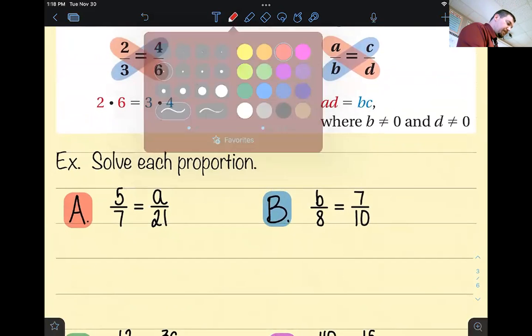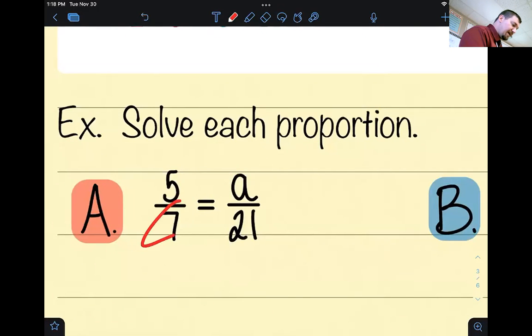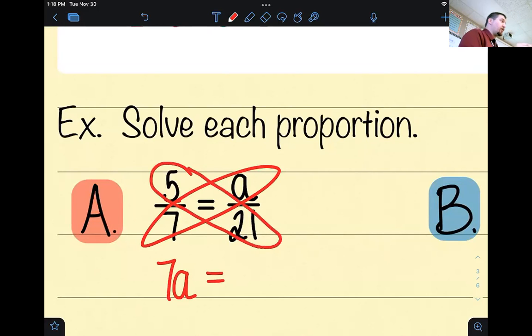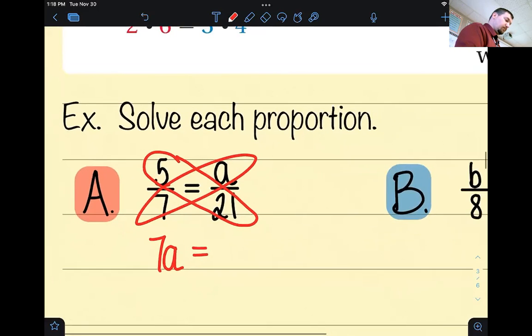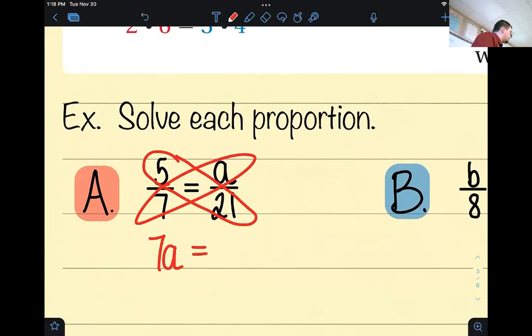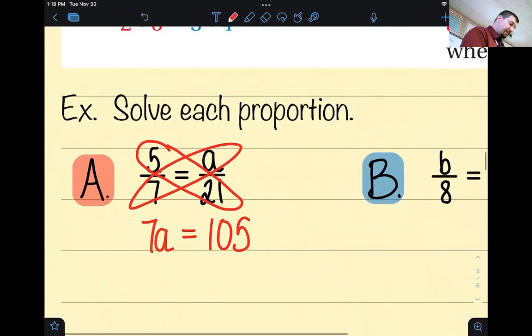So cross products. 7 times A is equal to, because it's a proportion, so I know the cross products are equal, 5 times 21. Seth, what's 5 times 21? Connor, could you shut the door for me, please? 105. Get this nice, easy one-step equation that I can solve. And Alex, what do you get when you divide by 7?